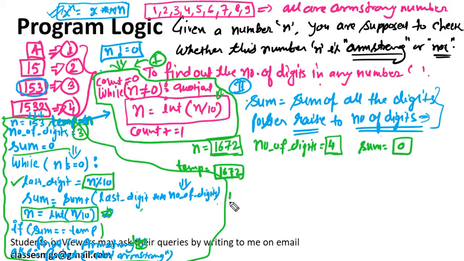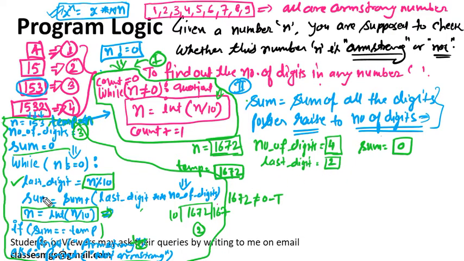Let's take 1672 is not equal to 0. Condition true, so the loop will run. What will the last digit be? If we divide 1672 by 10, then the last digit will be the remainder. So the remainder will be 2, and the quotient will be 167. Let's create a variable last digit here. Last digit will become 2 here.